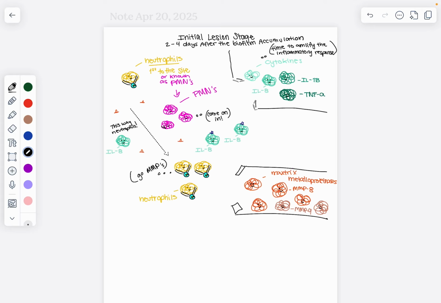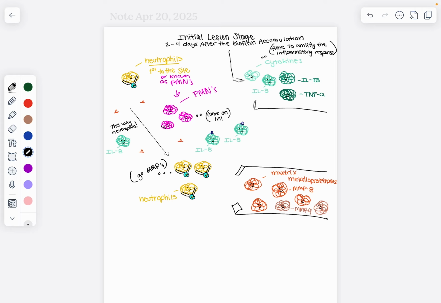Neutrophils, also known as PMNs, are the first immune cells to recruit to the site through the junctional epithelium, and they move towards the plaque. Cytokines are released by the neutrophils, and they amplify the immune response. IL-8 specifically acts as a chemoattractant to draw the neutrophils towards the area accumulating with biofilm.